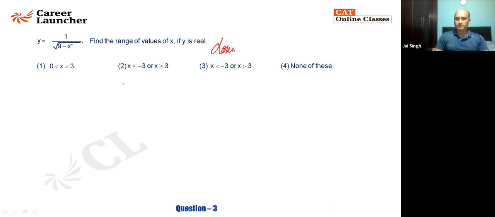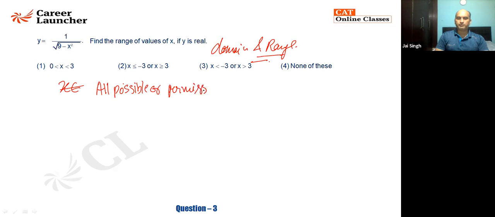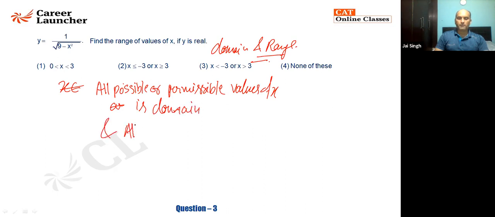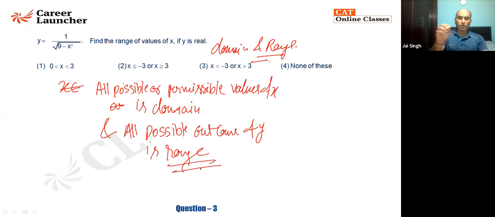Now, what is domain and range? All possible values of x, possible or permissible values of x is domain, and all possible outcomes of y is range. तो जो y की वैल्यू आएगी by putting the value of x, that is your range.